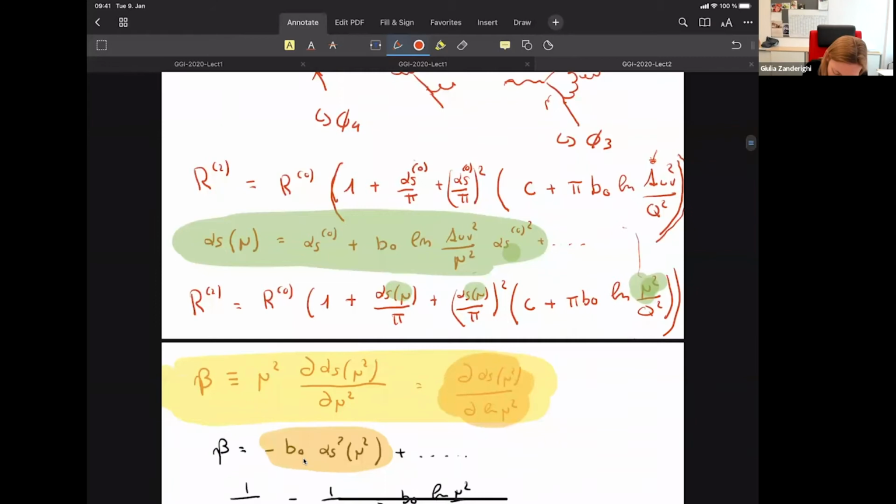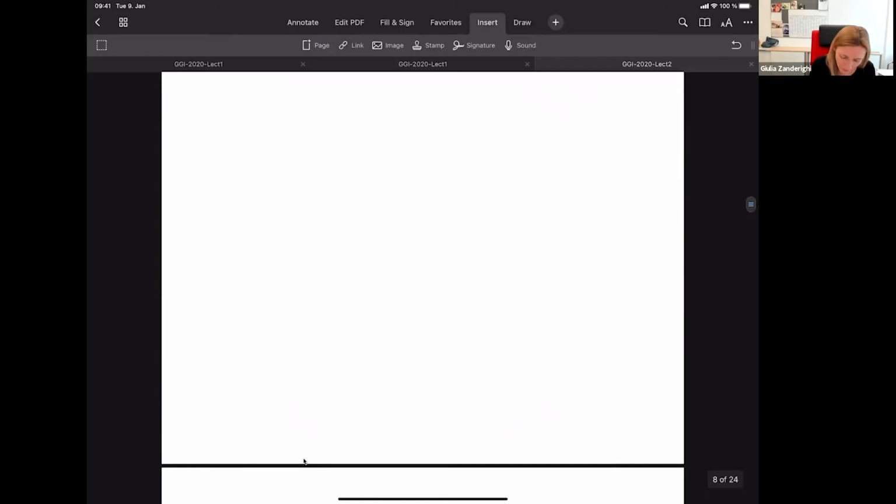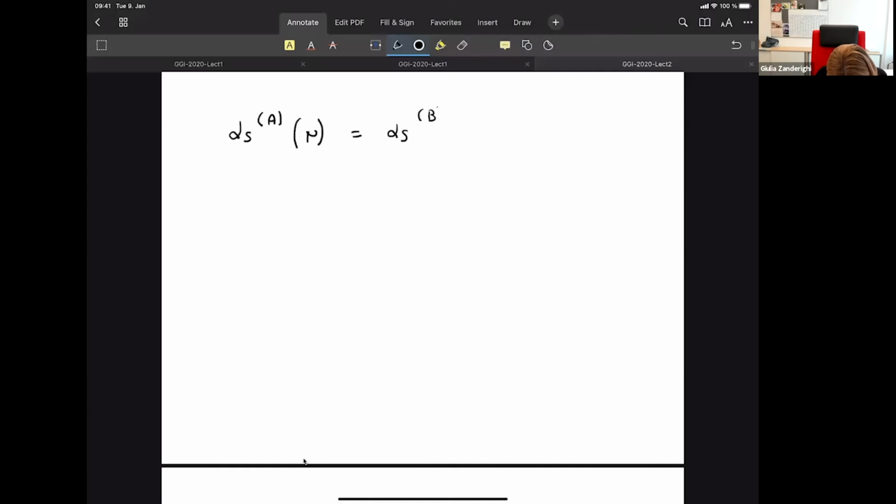You also asked something else. Let me also say something that maybe you need in order to prove that B0 and B1 are scheme independent. If you have a coupling constant alpha s in a scheme that I call here A, of mu, this can always be written as the same coupling in scheme B of mu, times 1 plus something that is higher order.